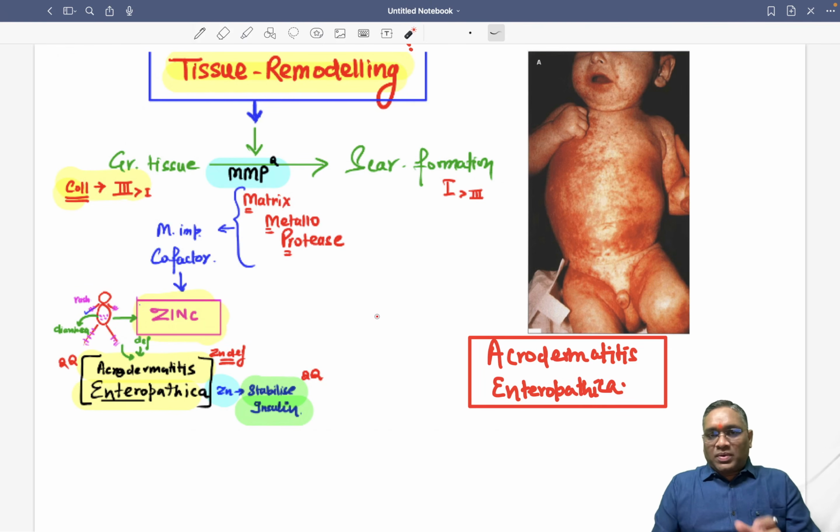So this is the proper correlation. In tissue remodeling zinc is essential, and because of zinc deficiency, cutaneous wound healing will be defective and the patient may develop acrodermatitis enteropathica.